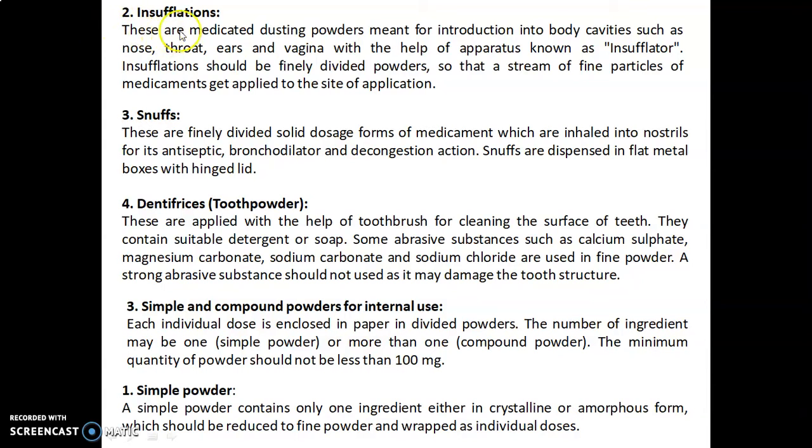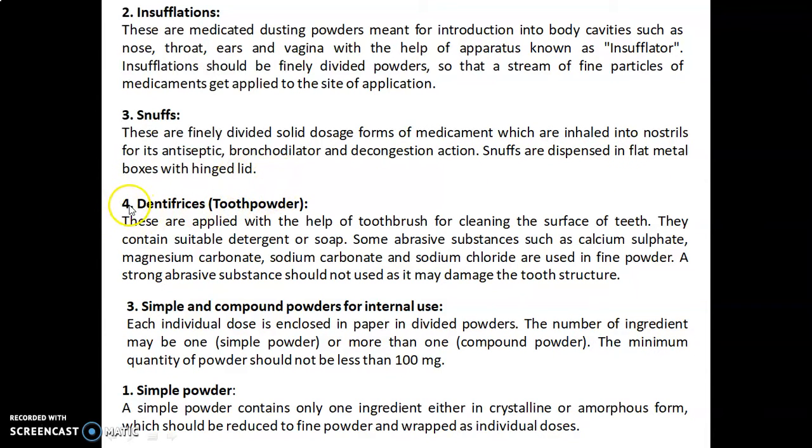Insufflations are medicated dusting powders meant for introduction into body cavities such as nose, throat, ears and vagina with the help of an apparatus known as an insufflator. Insufflations should be finely divided powders so that a stream of fine particles of medicaments gets applied to the site of application. Snuffs are finely divided solid dosage forms of medicament which are inhaled into the nostrils for their antiseptic, bronchodilator and decongestion action. Snuffs are dispensed in flat metal boxes with a hinged lid.